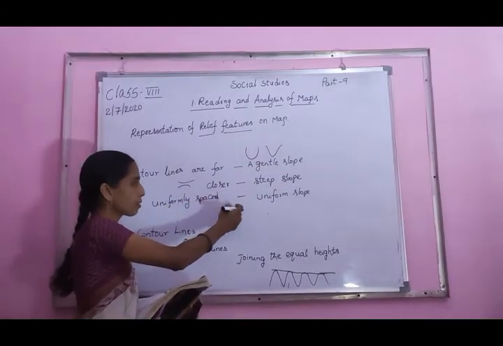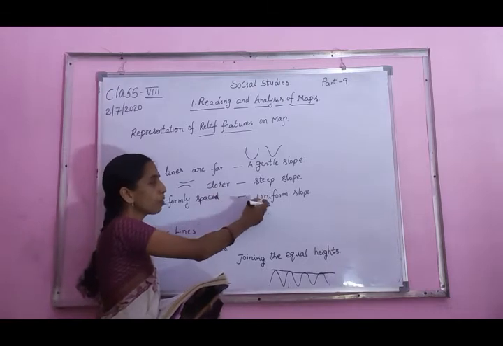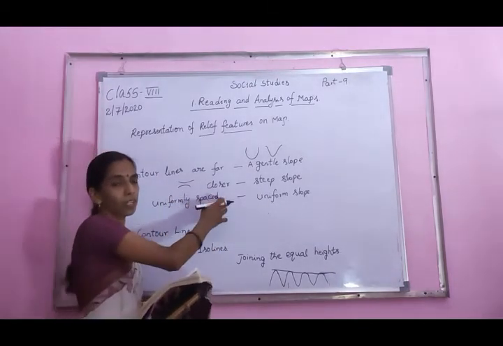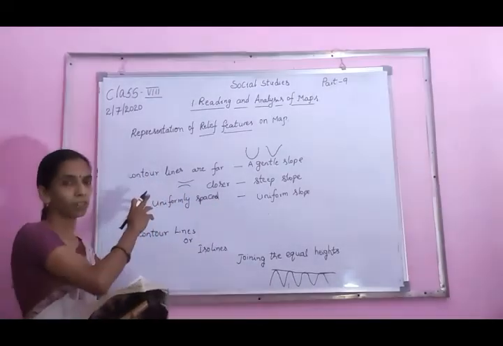Where uniformly shaped lines are there, they show a uniform slope. Okay, now that is about contour lines. Have you understood?